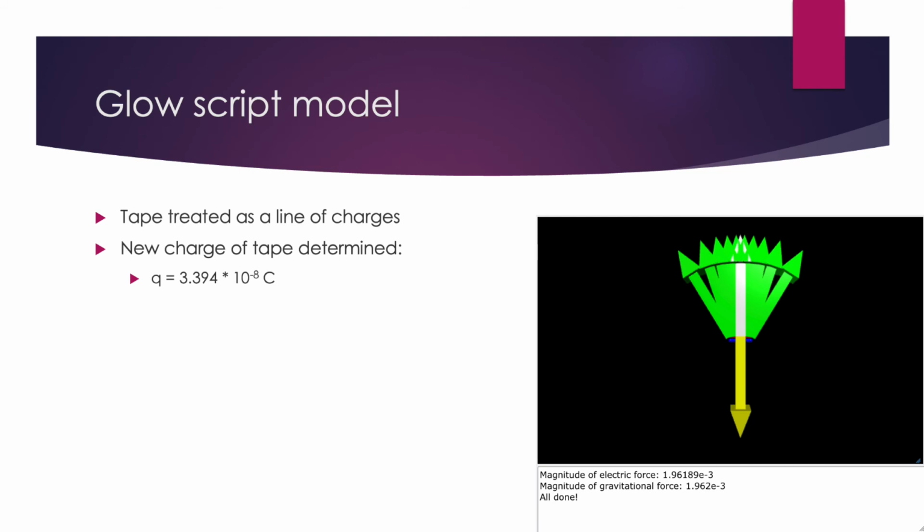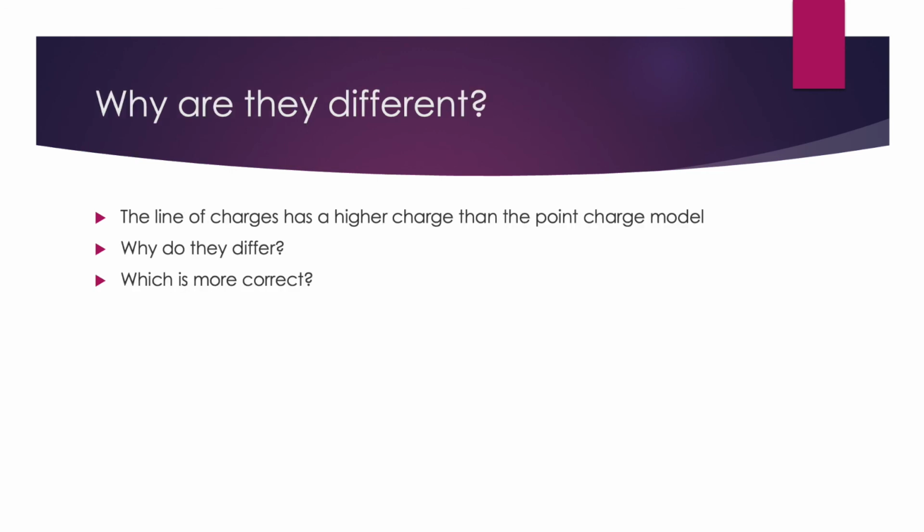We settled on a charge of 3.394 times 10 to the power of negative 8 coulombs as the correct charge, which is larger than the charge when we treated it as a point charge. We know that the model where the tape is treated as a line of charge has greater charge than when it is treated as a point charge.